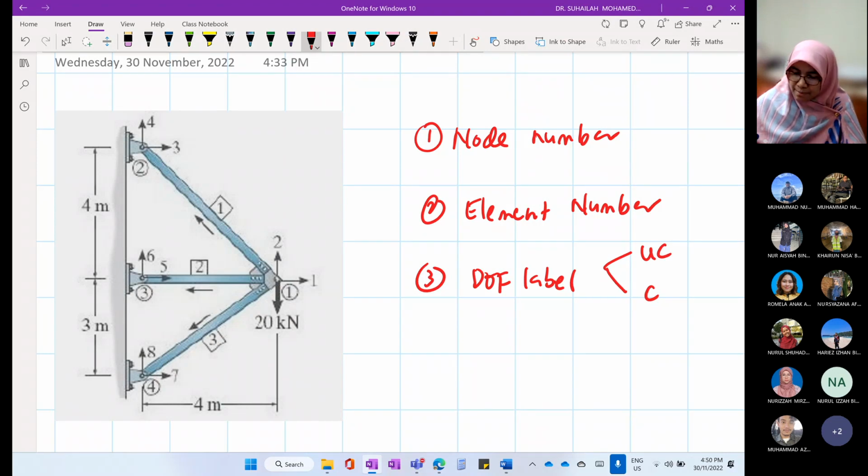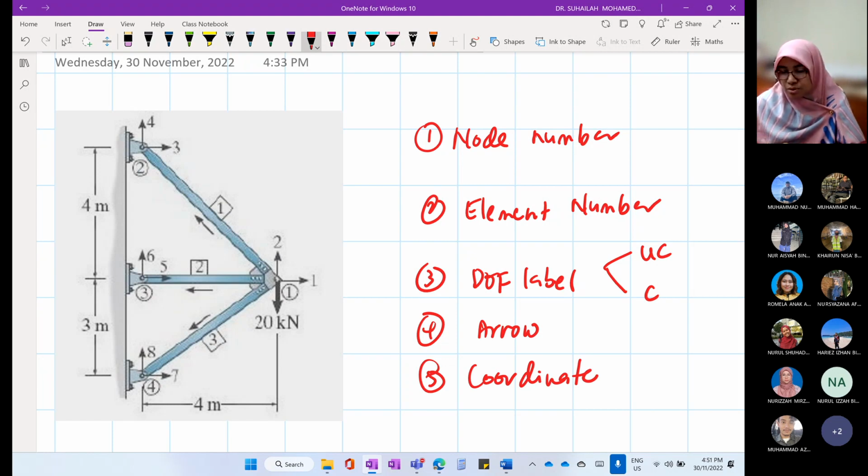Number four, we have to make sure that in the diagram we have the arrow which is parallel with all elements, all members. The arrow we can put in any direction that we like. And number five, we have to make sure that in the diagram, each node has coordinates. So the step we are going to do after this is actually the real step behind structural engineering software.